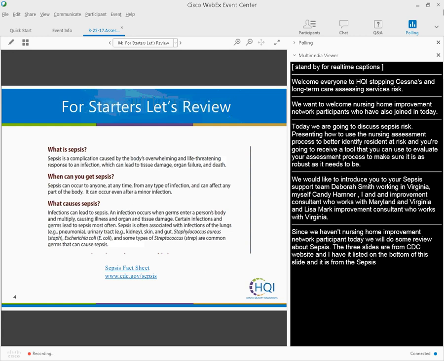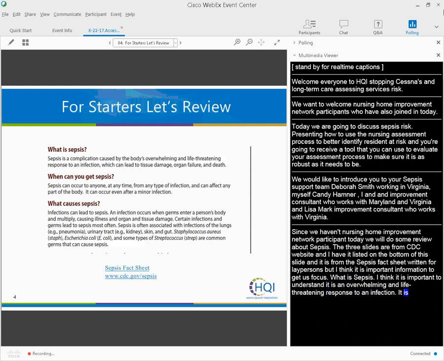What is sepsis? I think it's important to understand it's an overwhelming and life-threatening response to an infection. It is your body's response to an infection, and it can lead very quickly to tissue damage, organ failure, and death. It's important to know that anyone can get sepsis, and it can come from any type of infection, even a minor infection.